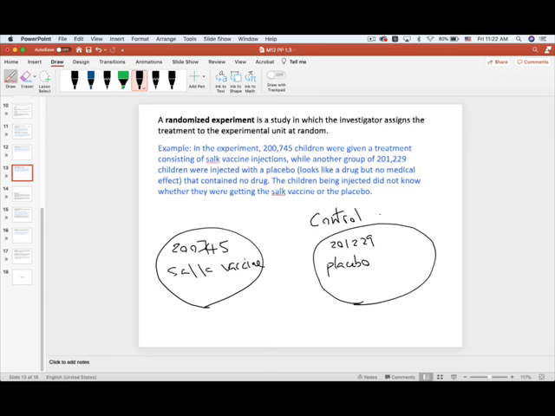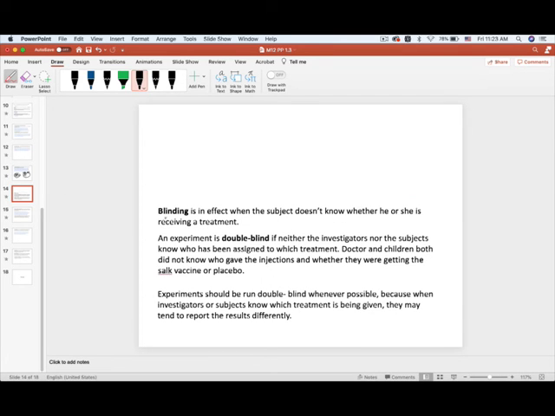This is called the control group. The control group is used to compare with the experimental group in here. Okay, one more time. This setup, we call this a randomized experiment. Okay, and then they say blinding.